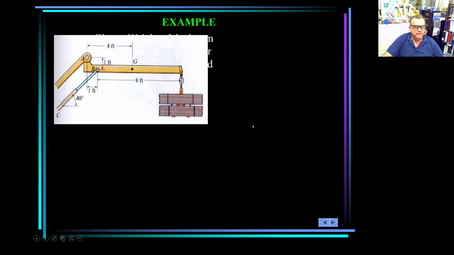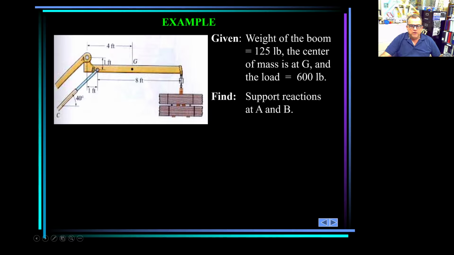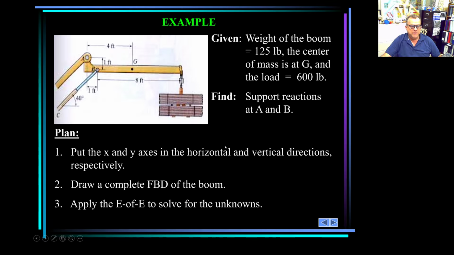Example. Given the weight of the boom is 125 pounds, here comes the boom. The center of mass is at G. And the load is 600 pounds. Find the support reactions at A and B. This is a pretty straightforward problem that we're gonna just put the axis, draw the free body diagram, apply the equations of equilibrium, and solve for the unknowns.